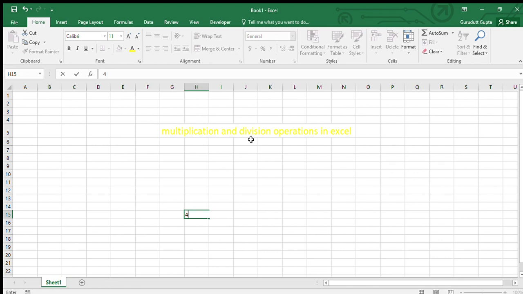Let's take 48 and 43. Again, same, is equal to bracket open H16 H15 bracket close, enter. 0.895833, and that's the answer.